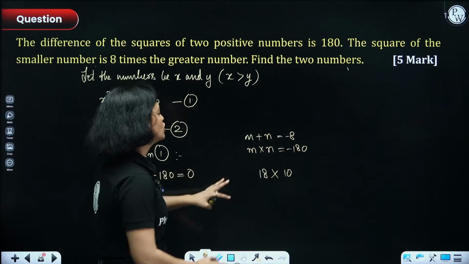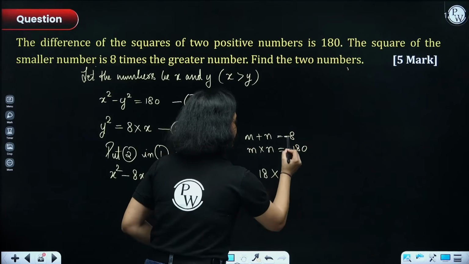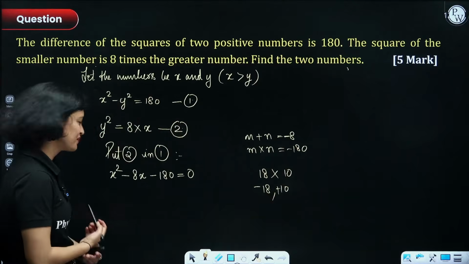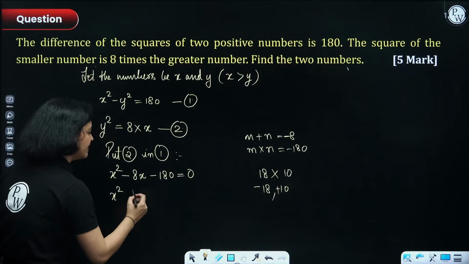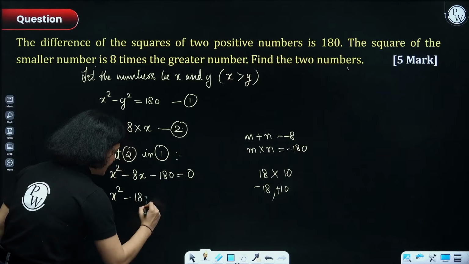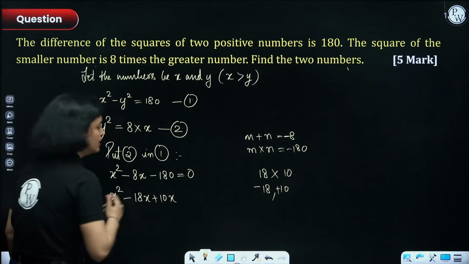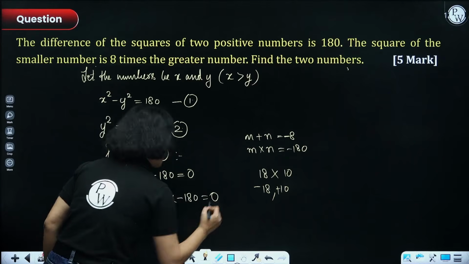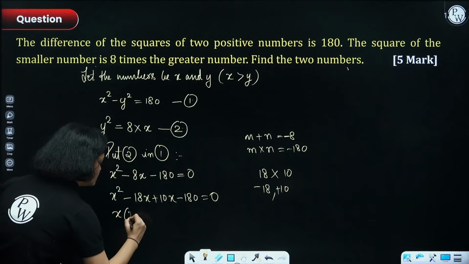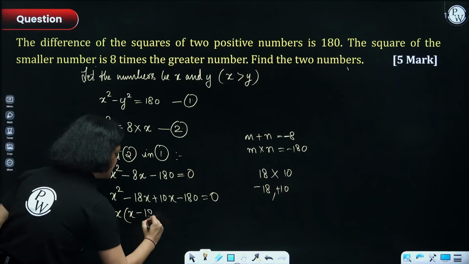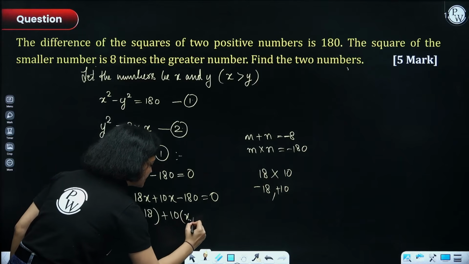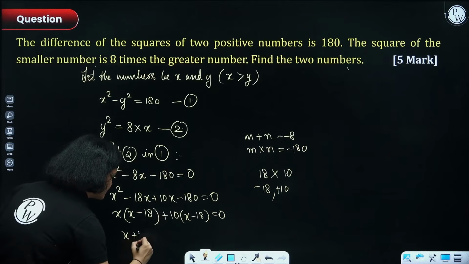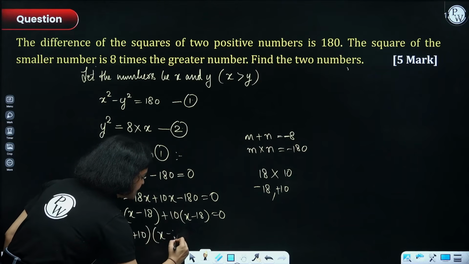Okay? So, ab 18 and 10. Now you have negative sign here. That means you will take negative 18 and positive 10. Then only you will get negative sign here, na? Okay? Chalo. So now I know how to break this. Negative 8x will be written as negative of 18x plus 10x. Okay? Minus 180 is equals to 0. Let's simplify. So, x common. So, x minus 18 plus 10 common, x minus 18 is equals to 0. I can factorize it as x plus 10 into x minus 18 is equals to 0.